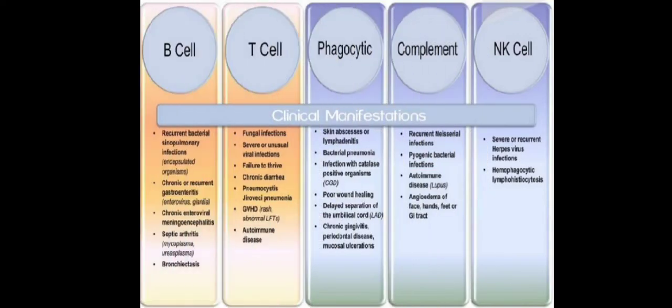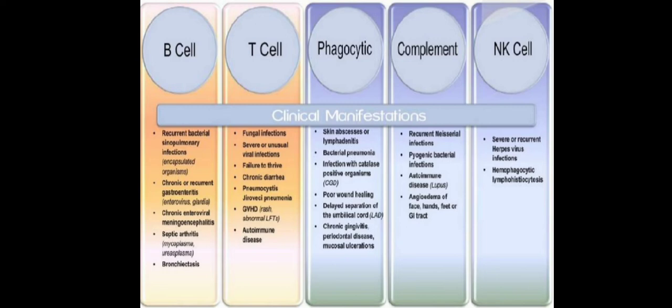So what are the clinical manifestations with regard to each immune system? B cell disorders present with recurrent bacterial sinopulmonary infections, chronic or recurrent gastroenteritis, chronic enteroviral meningoencephalitis, septic arthritis, and bronchiectasis.